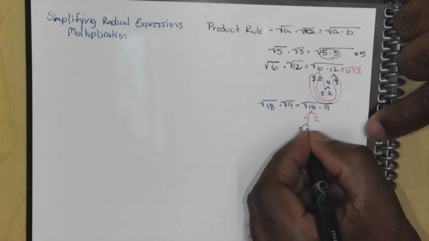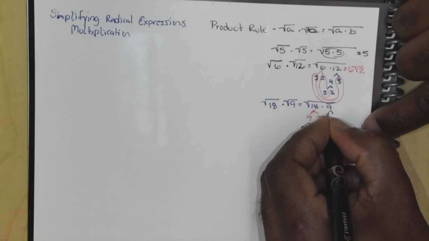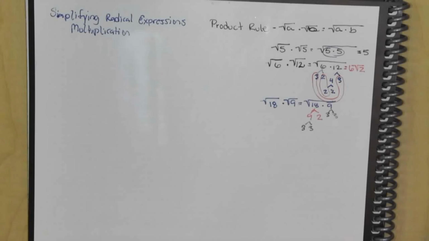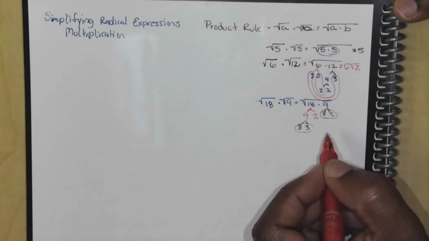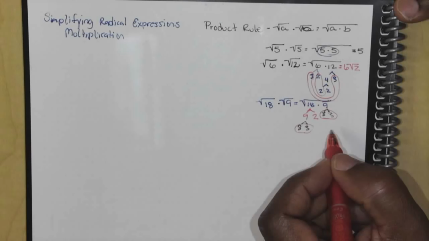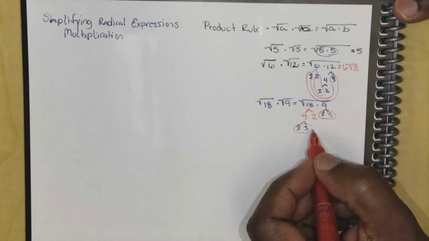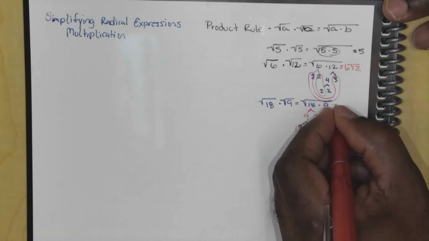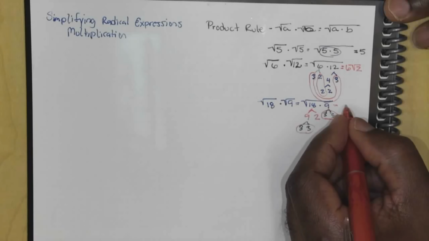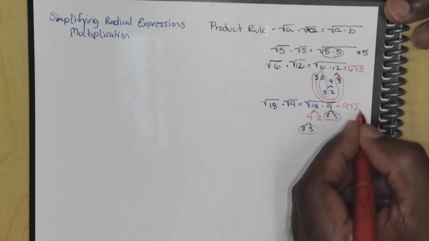9 is 3 times 3. This 9 is 3 times 3. What do we have 2 of? 3 and 2 what? 2 more 3s, right? What's 3 times 3? We said that a long time ago. So you can factor them down, or when you see it, take it out. And we got a 2 left over. So the answer is 9 square root of 2.